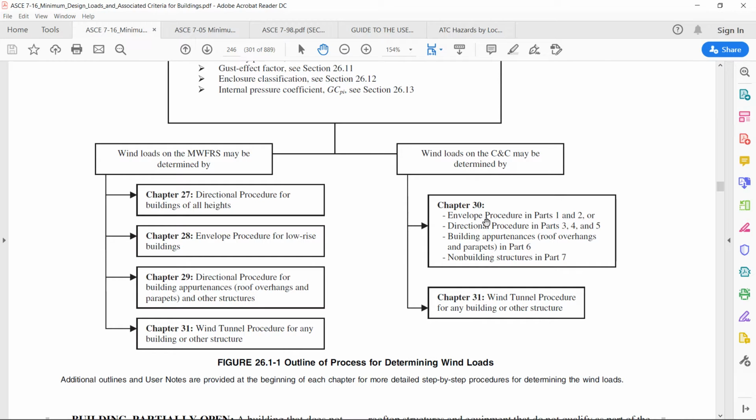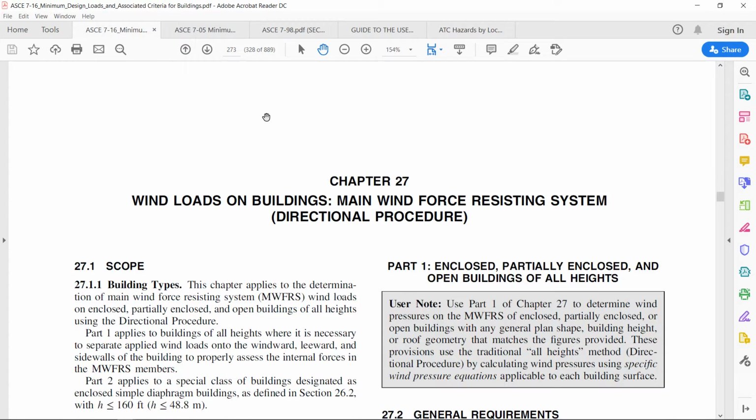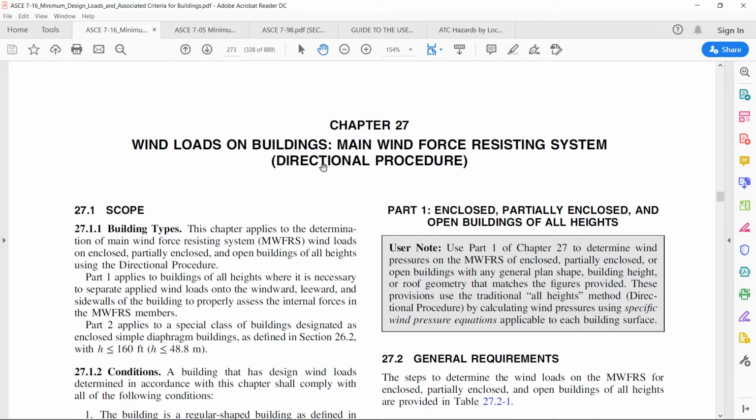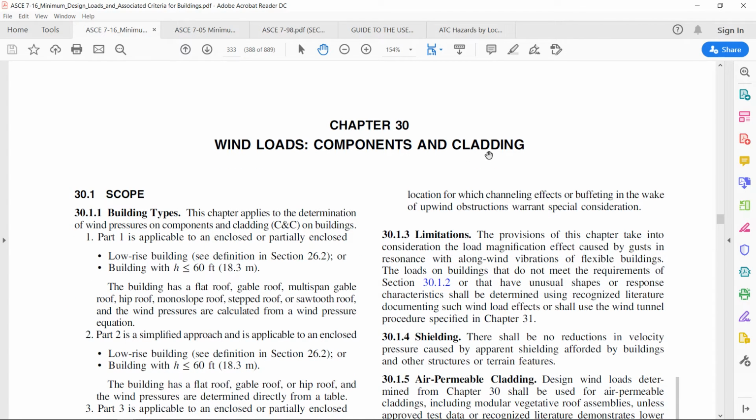If we go to part 3, which is the directional procedure, logically it looks like we should go to part 3, but then the limitation is height. I'll show you. If we go to chapter 27, here is the wind load definition for the directional procedure, and for chapter 30 we can go directly to chapter 30. This is for components and cladding.